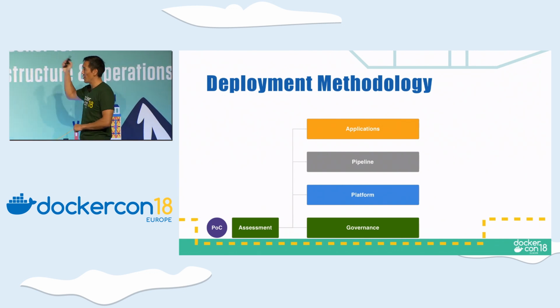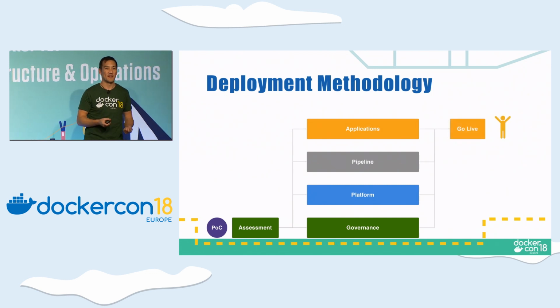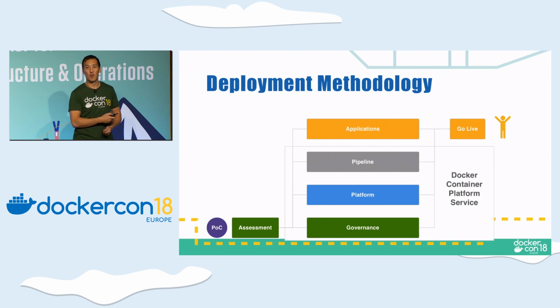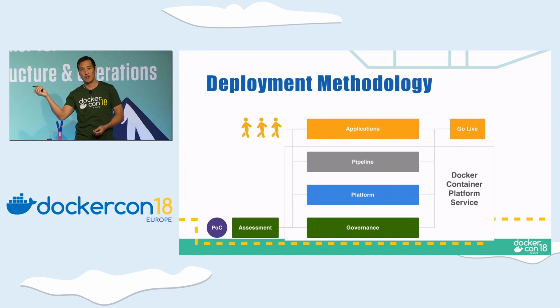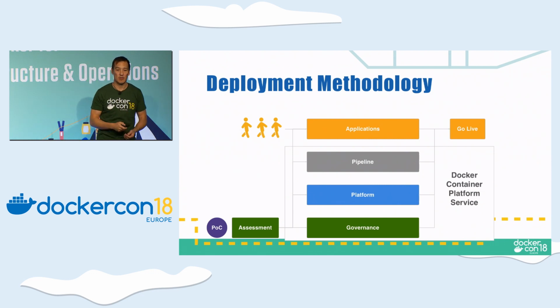Now, once you've completed all of these 4 work streams, you're ready to go live. The bottom 3 work streams form the basis for your container platform service. When you get new applications that you want to onboard or migrate, all you have to do is run that top stream over and over. And that'll be the way for you to start to migrate all of those applications.